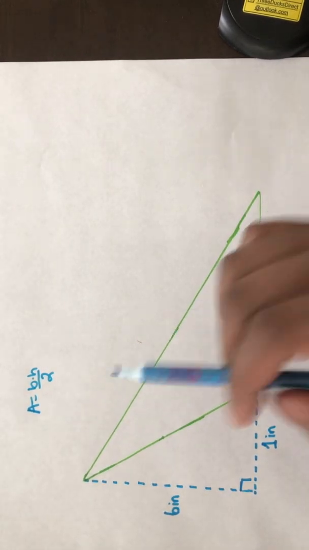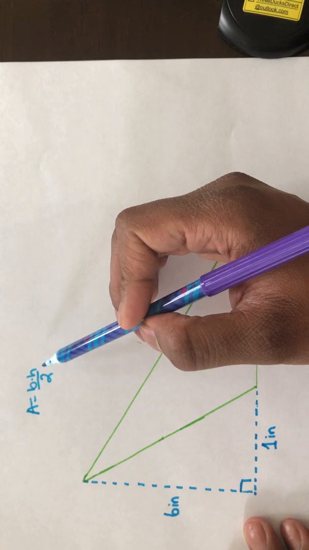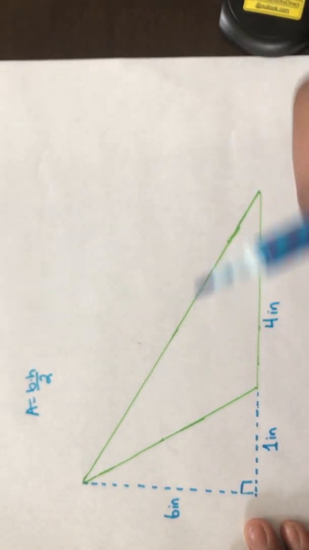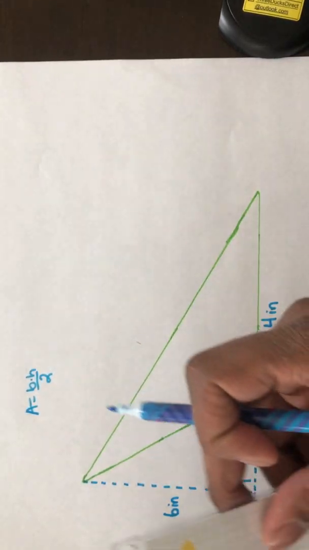Now, the reason why this equation works, let's not forget that base times height is just a reflection of finding the area of a rectangle. The reason we divide it by 2 is because half of a rectangle makes 2 triangles.